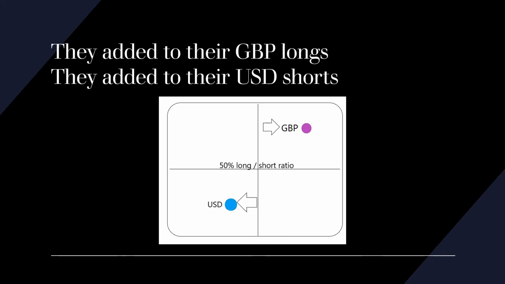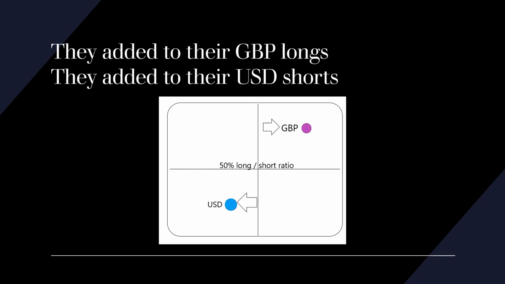And this is obviously the key, is them adding to that bias over time. So they added to their pound longs, they added to their USD shorts. So they already had a pre-existing bias, and they've added to that bias.